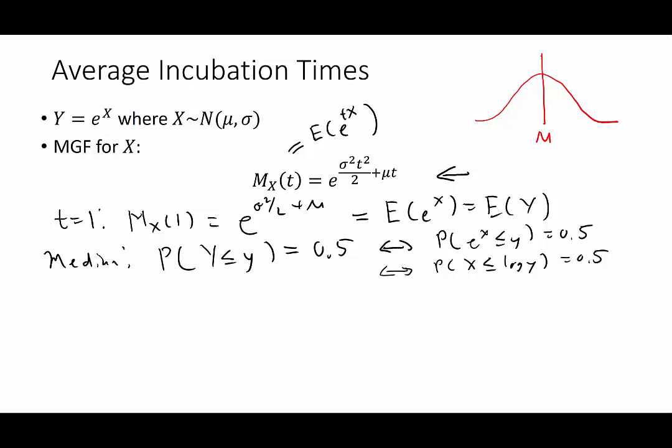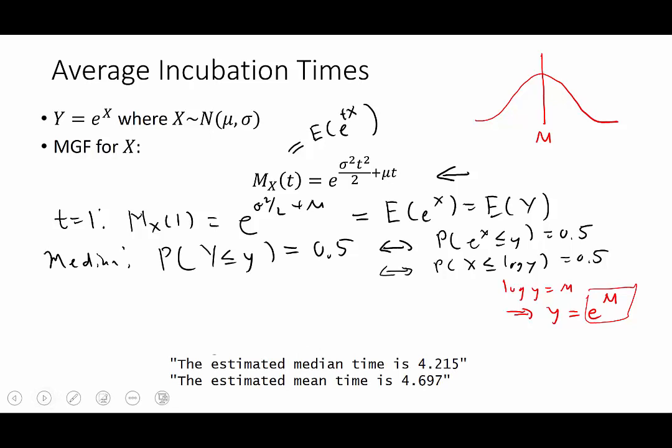So the value of log y, which is going to give you a 0.5 probability here, is mu, which implies that y, which is the median we're after, is just e to the mu. So this is a really nice formula for the log normal distribution. That is, the median is e to the mean, the log mean, right? So the values you get for those from R are much more interesting.